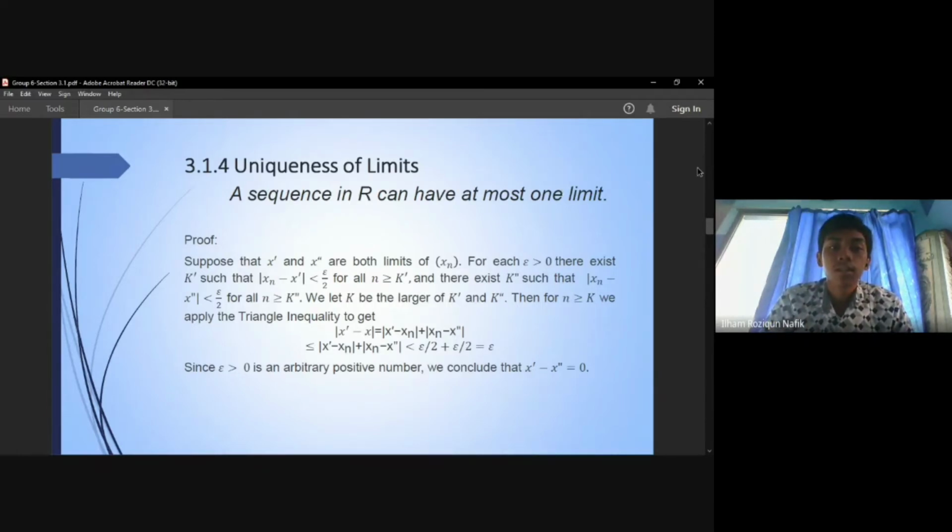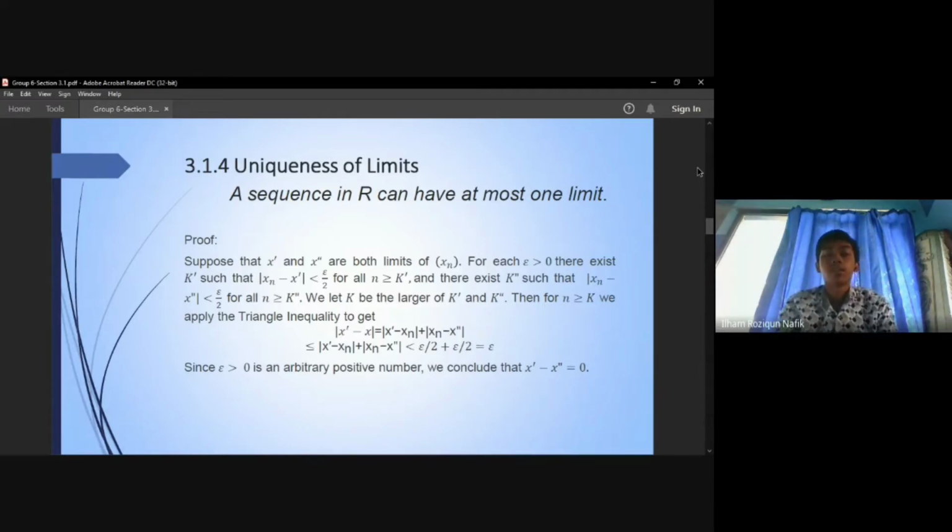Theorem 3.1.4 is the theorem of uniqueness of limits. The theorem says a sequence in the real number set can have at most one limit. Okay, there is a proof. Suppose that x' and x'' are both limits of (x_n).